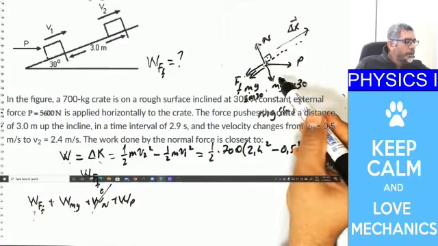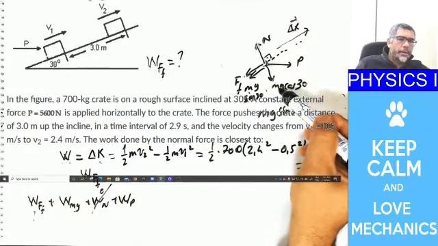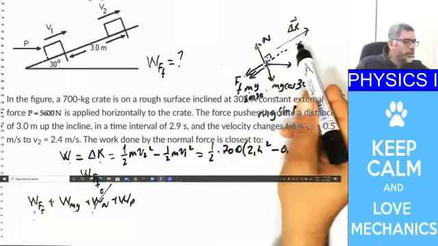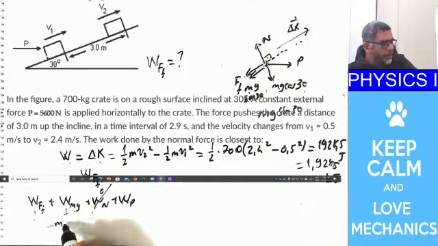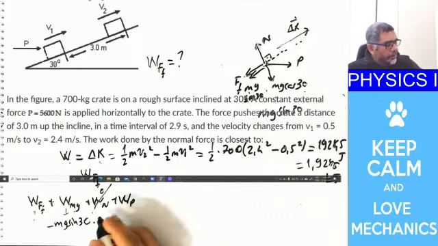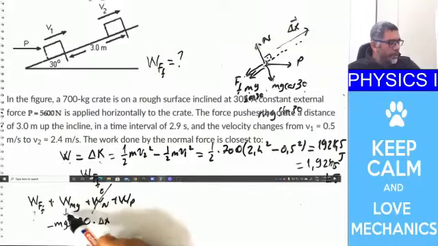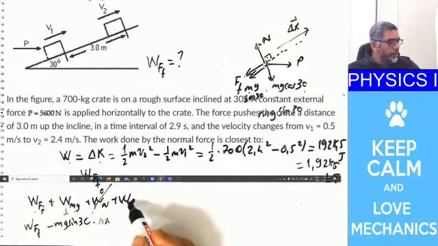So which one will do work? Well, obviously mg cosine theta will not do work because it is perpendicular to the direction of motion. So don't worry about mg cosine theta. But mg sine theta, which is in a direction opposite to the direction of motion, will do negative work. So this is going to be minus mg sine 30 degrees multiplied by delta x, which is 3 meters. I have just found the component of gravity that does negative work. And this is what we try to find, the work done by frictional force. And this is zero.